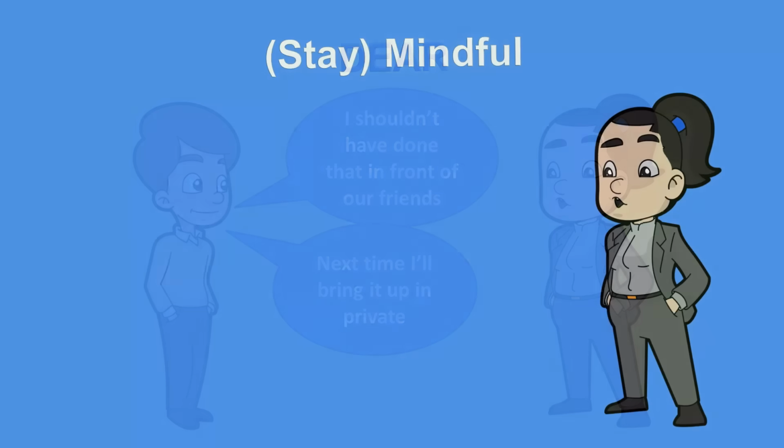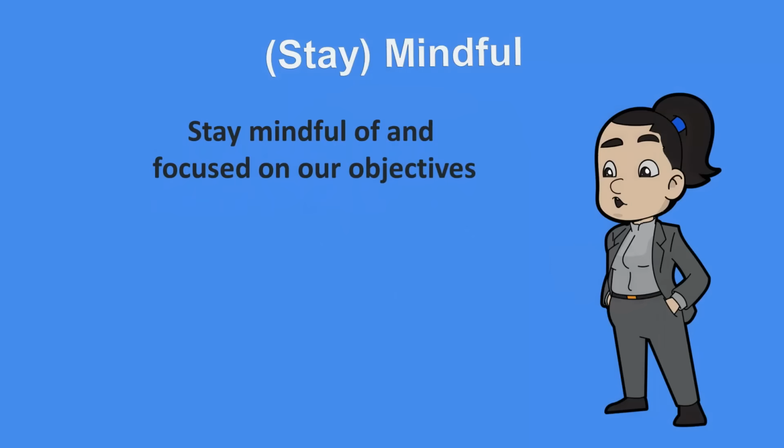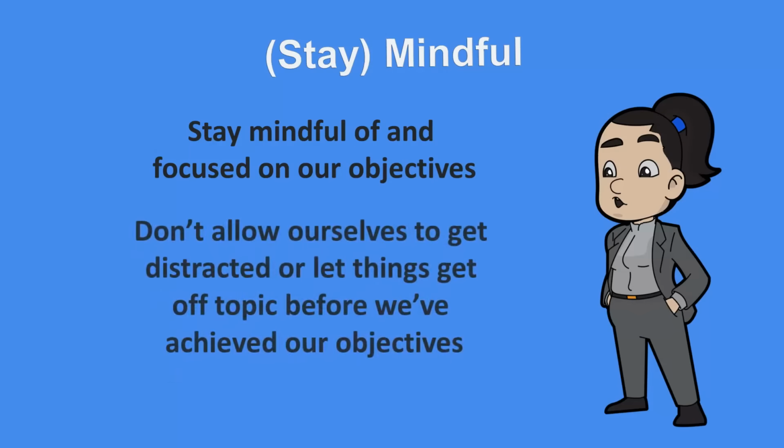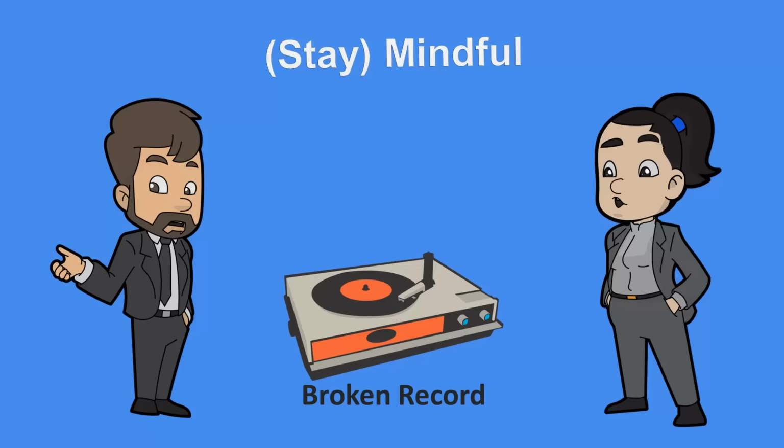The M stands for stay mindful. We stay mindful of and focused on our objectives. We don't allow ourselves to get distracted or to let things get off topic before we've achieved our objectives. One way we can do this is by using the broken record technique, which involves repeating your message or opinion over and over, like a record that keeps skipping back and playing the same passage over and over.